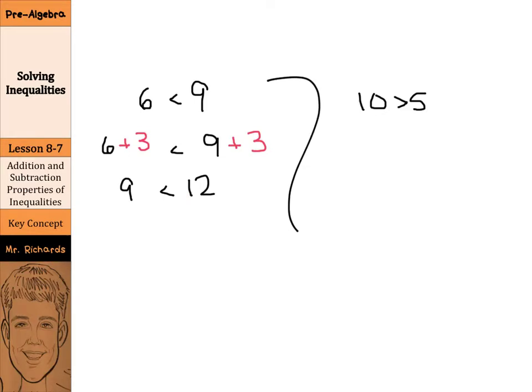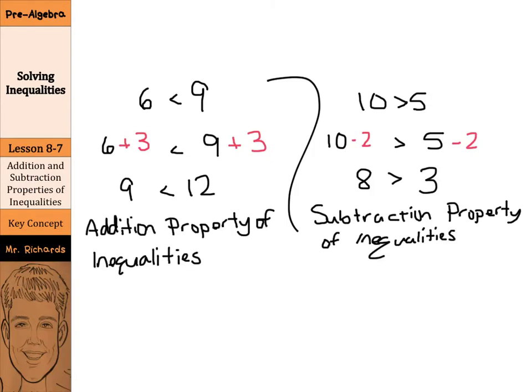I also think we can agree that 10 is greater than 5. Now, if I take the 10 and the 5, and I subtract the same number, say 2, from both sides, I have 8 is greater than 3, which is also true. So I have the addition property of inequalities and the subtraction property of inequalities. Basically, I can add the same thing or subtract the same thing on both sides of an inequality, and the inequality will still be true. We can use these two properties when it comes to solving inequalities.